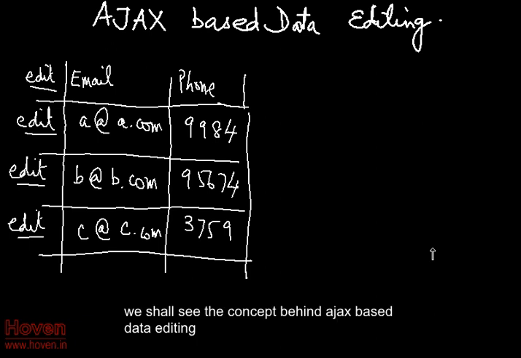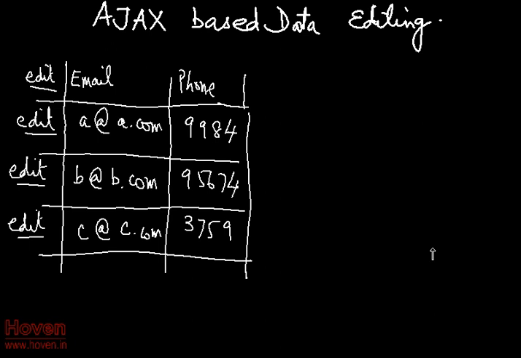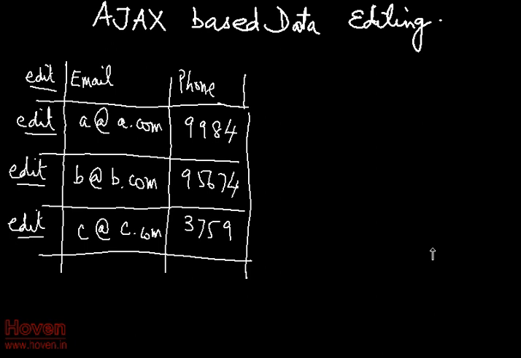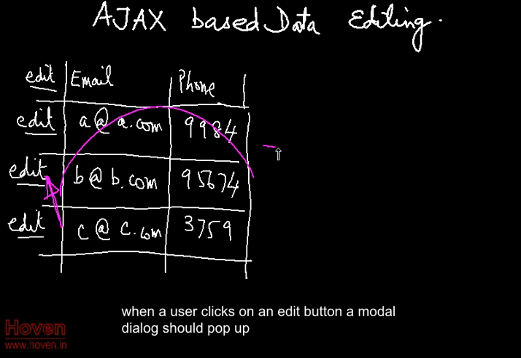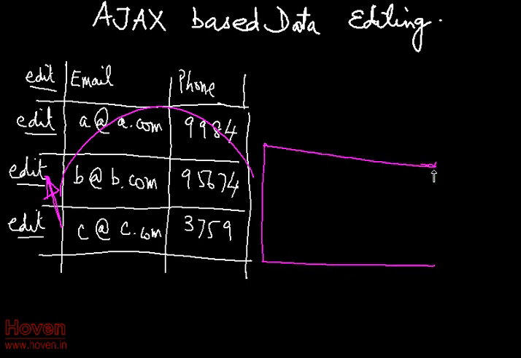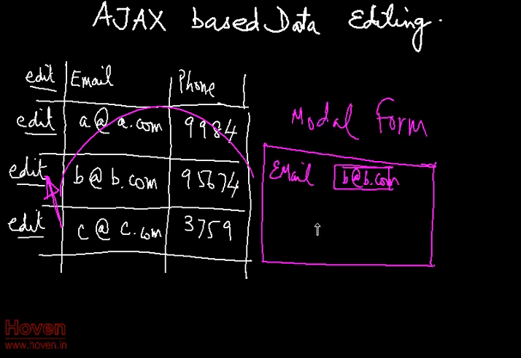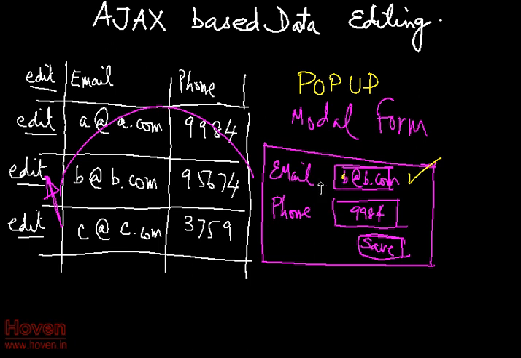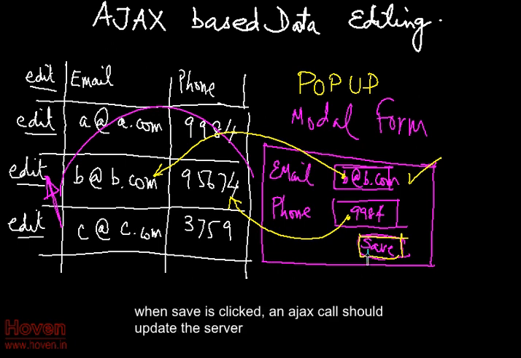We shall see the concept behind AJAX-based data editing. This is a form showing a simple table with each row having an edit button. When a user clicks on an edit button, a modal dialog should pop up. This dialog should be already filled with values of the row being edited. When save is clicked, an AJAX call should update the server.